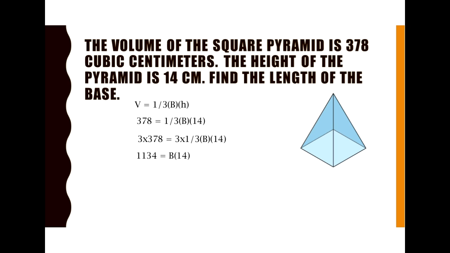Now to solve for big B, capital B, which stands for area of the base, I'm going to divide both sides by 14. Always use those inverse operations to isolate your variable. And 1134 divided by 14 is going to give you 81 equals B.